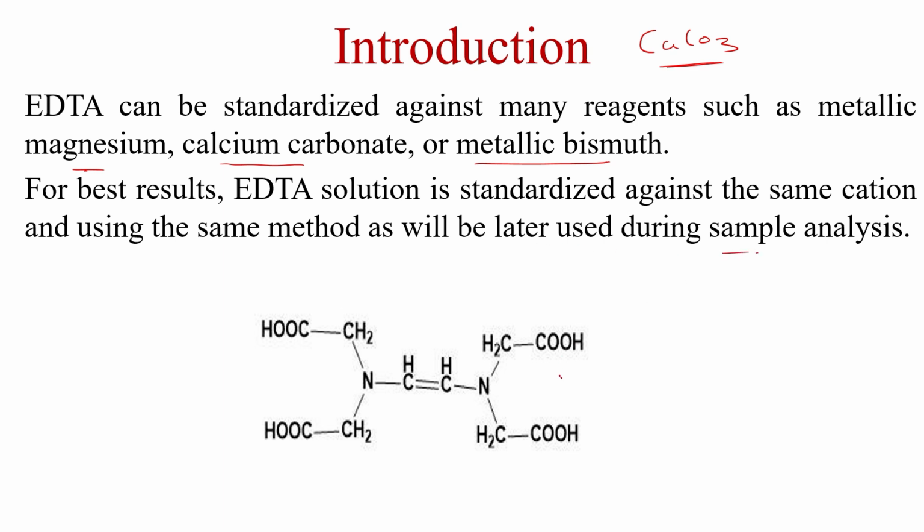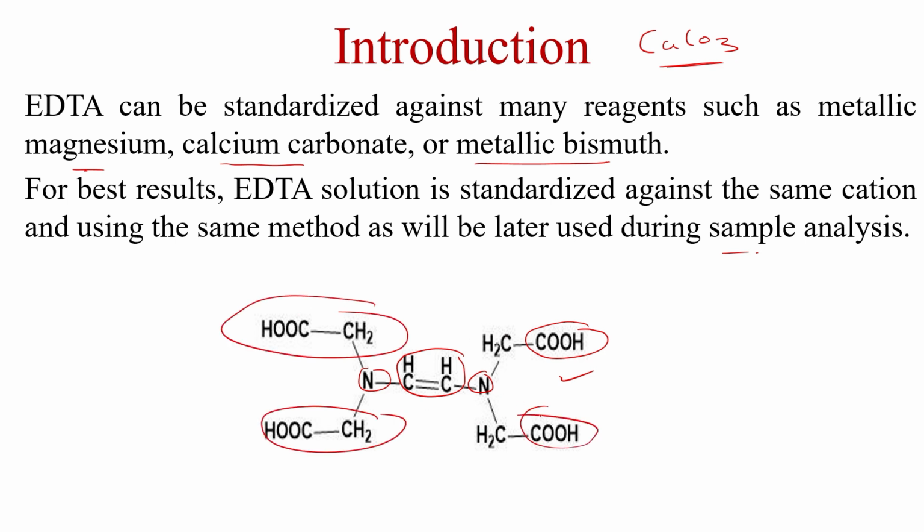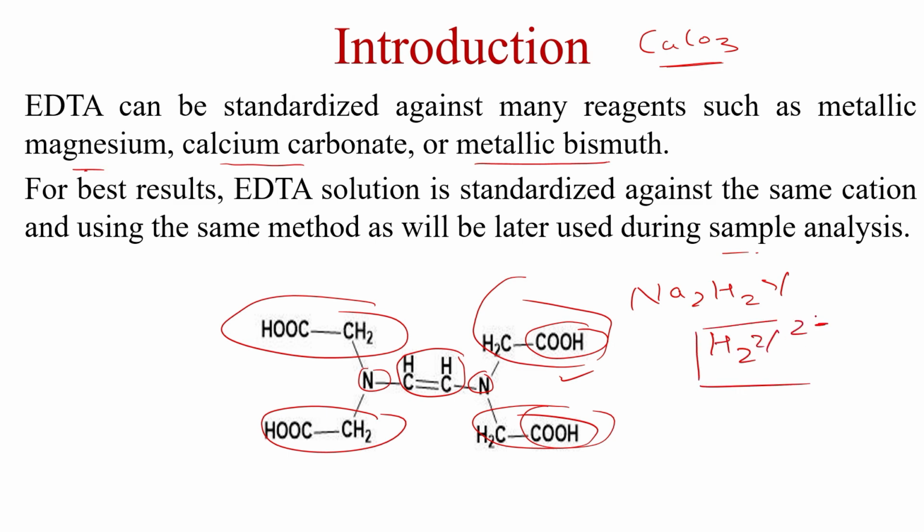So this is the structure of EDTA. This is ethylene diamine tetraacetic acid. This structure is acetic acid, this structure is acetic acid. So we have four acetic acid groups, tetraacetic acid, and if we want to write the short form, if it's the sodium salt, then as I told you, we can write it this way. For reactions we will use this short form. This is the short form to write EDTA.